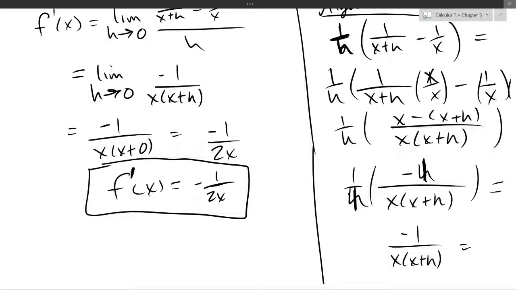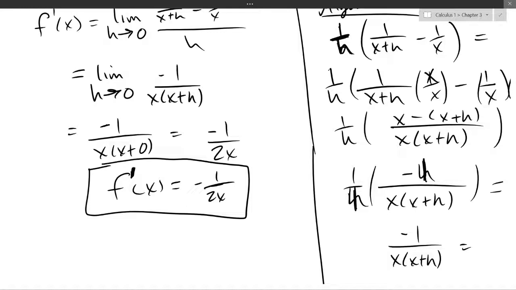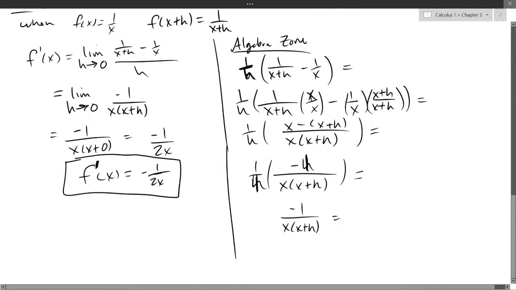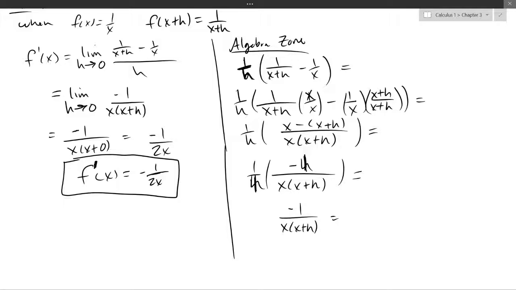So here, I only wrote limit twice. I didn't have to write lim, because I did my algebra on the right in the algebra zone, and all my calculus was done on the left in the calculus zone. So there's f prime of x, f prime of 1, and f prime of 2. So these are slopes at certain x values.